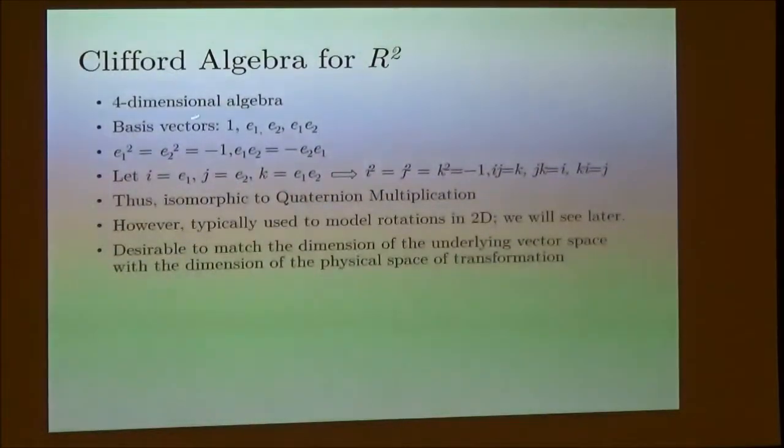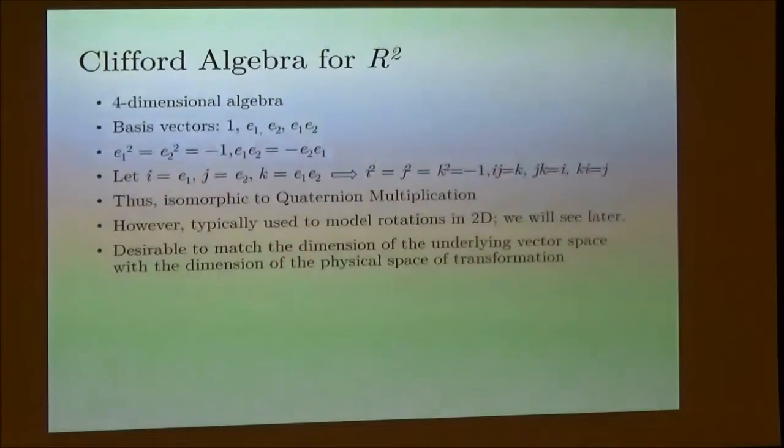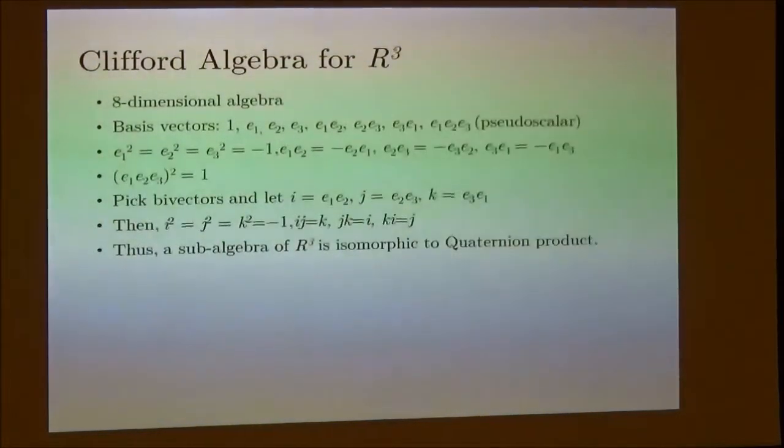We will actually reserve the Clifford algebra for R2 to model the rotations in 2D. The idea is that you want to match the dimension of the physical space of transformation with the dimension of the Clifford algebra. So we will actually use a subalgebra of R3, which is three-dimensional space, where we want to effect 3D rotations, and we will use this for modeling rotations in 2D.